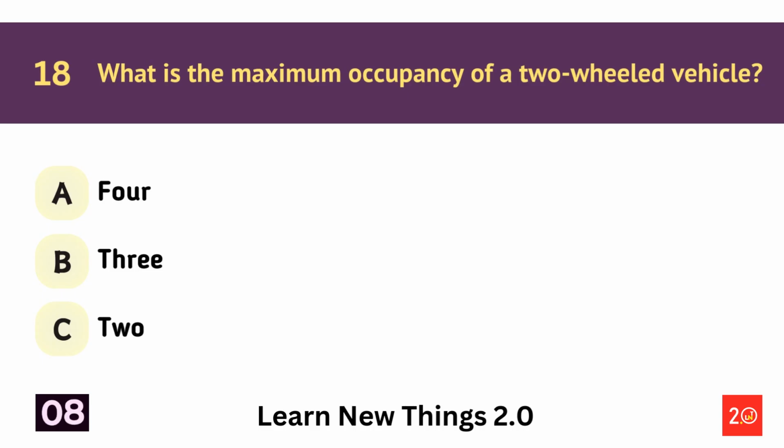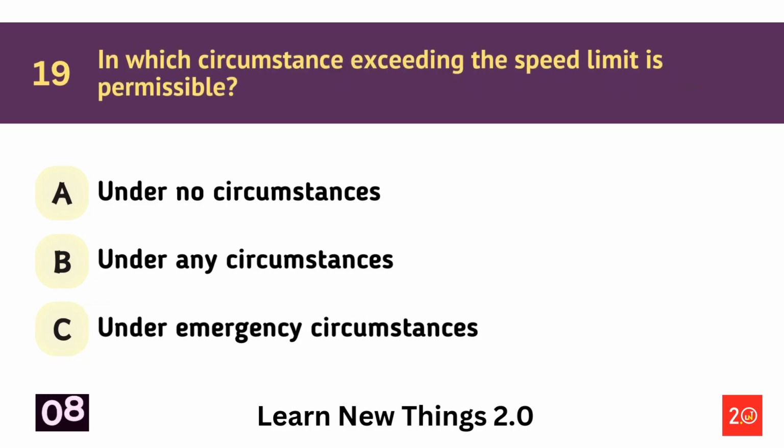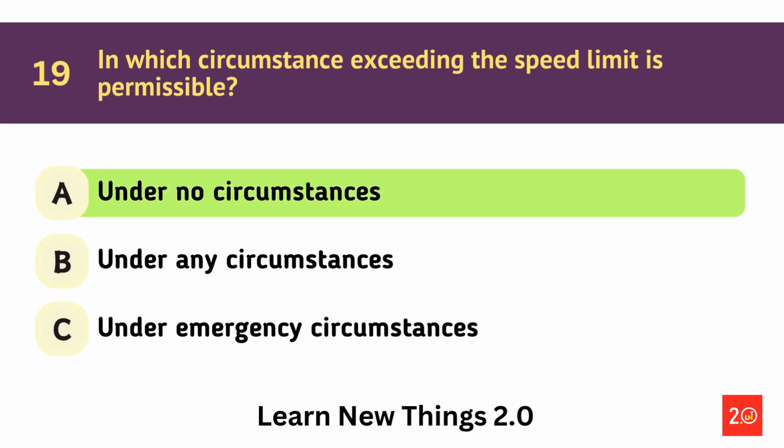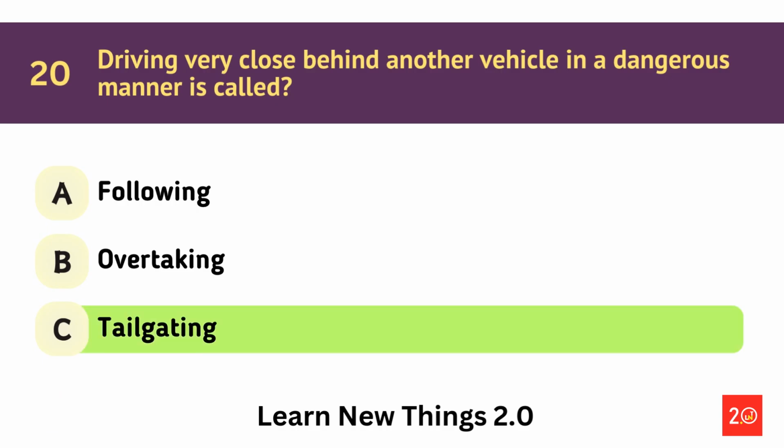What is the maximum occupancy of a two-wheeled vehicle? 2. In which circumstance exceeding the speed limit is permissible? Under no circumstances. Driving very close behind another vehicle in a dangerous manner is called tailgating.